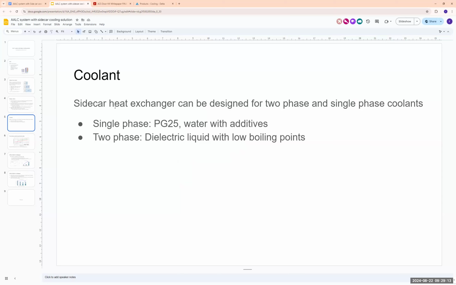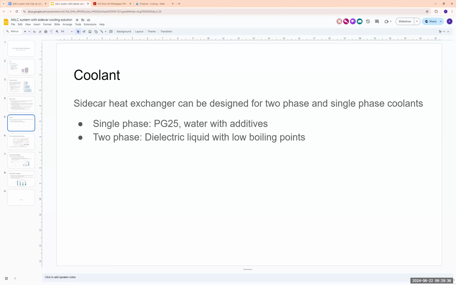I know the sidecar designs are going to be completely different. Is there any way that we could explain that difference here a little bit in terms of design itself? Well, in a single phase, the coolant never boils. On a two phase, it has to boil.